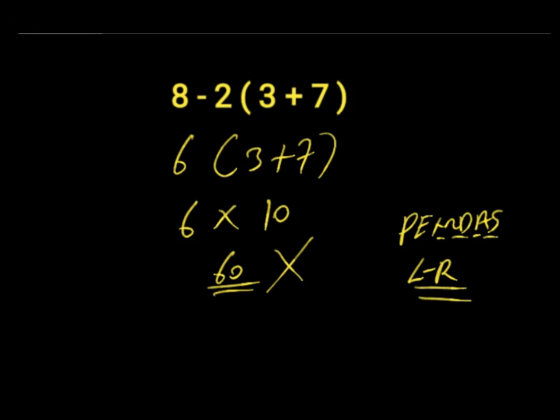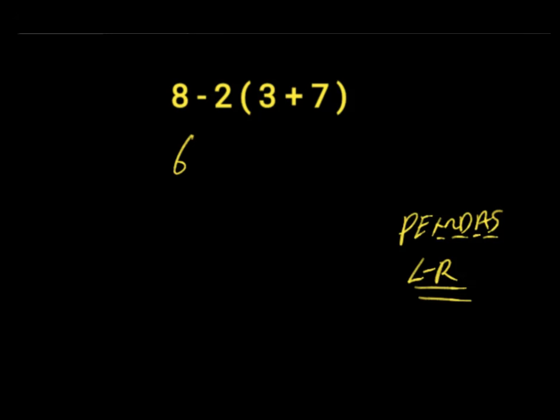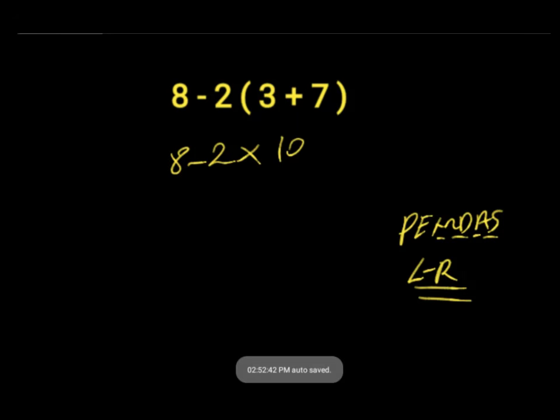Let us solve the right answer to this question. We are going to work with our parentheses first, which is 3 plus 7, because it comes first. 3 plus 7 will give us 10. Then we have 8 minus 2 times 10. Now we have a subtraction and a multiplication. We are going to work with our multiplication first because it comes before subtraction.